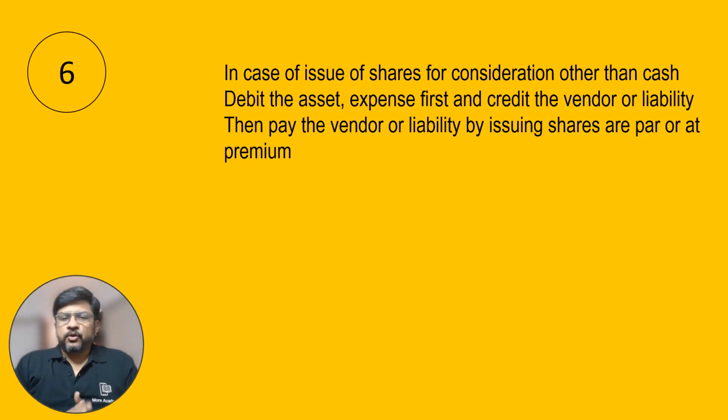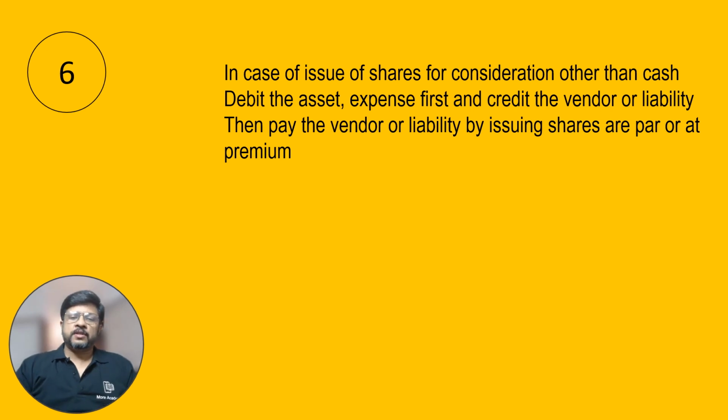And in case of issue of shares for consideration other than cash, you have to always debit the asset or the expenses account first and credit the vendor or liability account. What is the meaning of that? Sometimes the shares may be issued for consideration other than cash. For example, for purchase of land and building or plant and machinery, or maybe even for paying the director's remuneration, the shares may be issued.